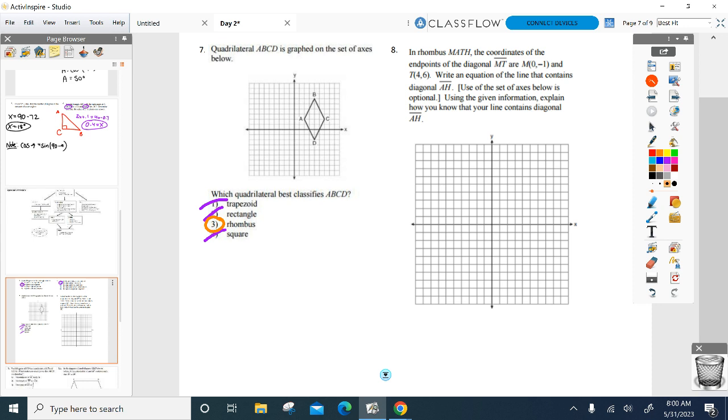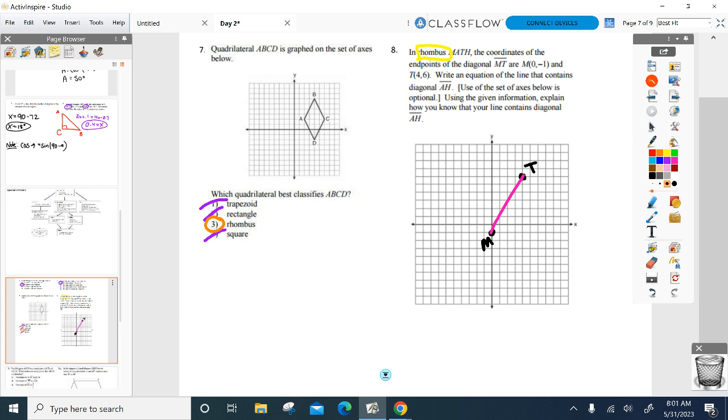I'll let you go ahead and do your graph here. It's a rhombus. Highlight here, rhombus. And we're given diagonal MT. 0, -1. And 4, 1, 2, 3, 4, 1, 2, 3, 4, 5, 6. And I apologize in advance. I didn't give you guys much room to work here because we're going to need to put some work down here, so I apologize.